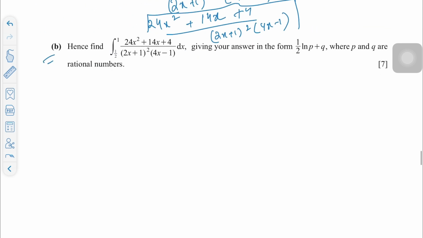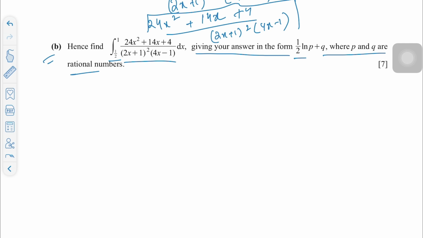Now we have our part B as: hence find this integration, giving your answer in the form 1 upon 2 ln p plus q, where p and q are rational integers, right? So we have to give our answer as something like this.